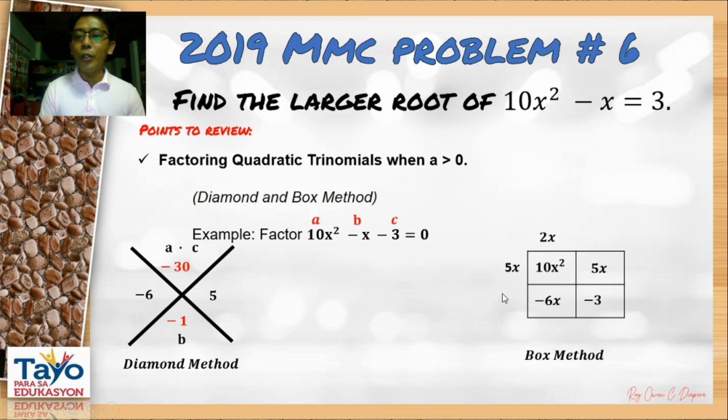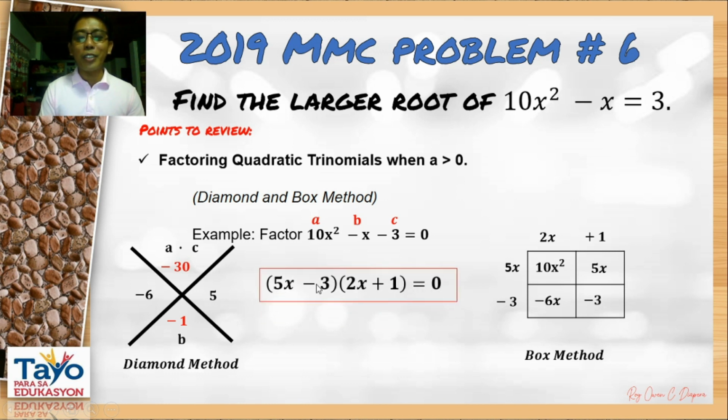Okay, to continue, what we are going to do is 5x divided by 5x is of course equal to positive 1. Negative 6x divided by 2x is of course negative 3. Negative 3 times positive 1 is negative 3. So therefore, the factor of the given trinomial is 5x minus 3 multiplied by 2x plus 1. 2x plus 1 and 5x minus 3 equals 0.